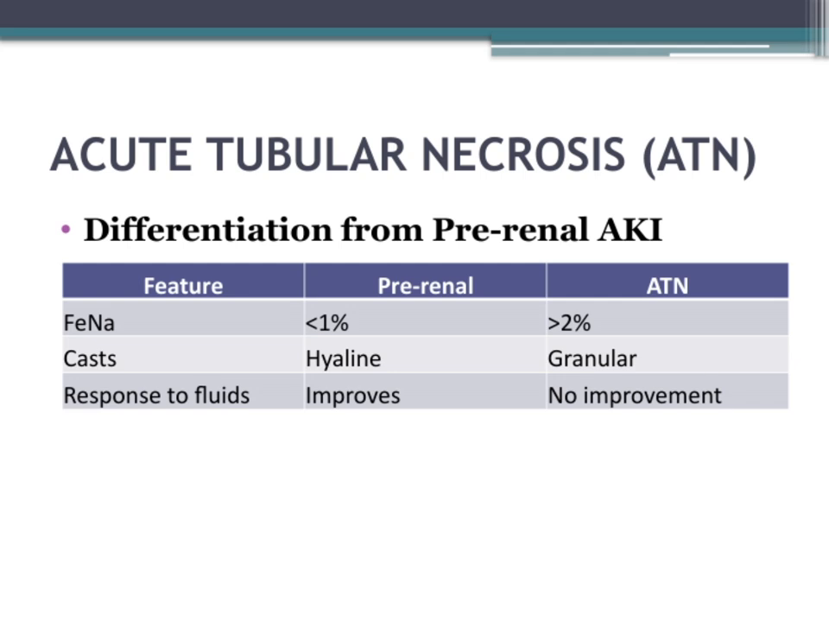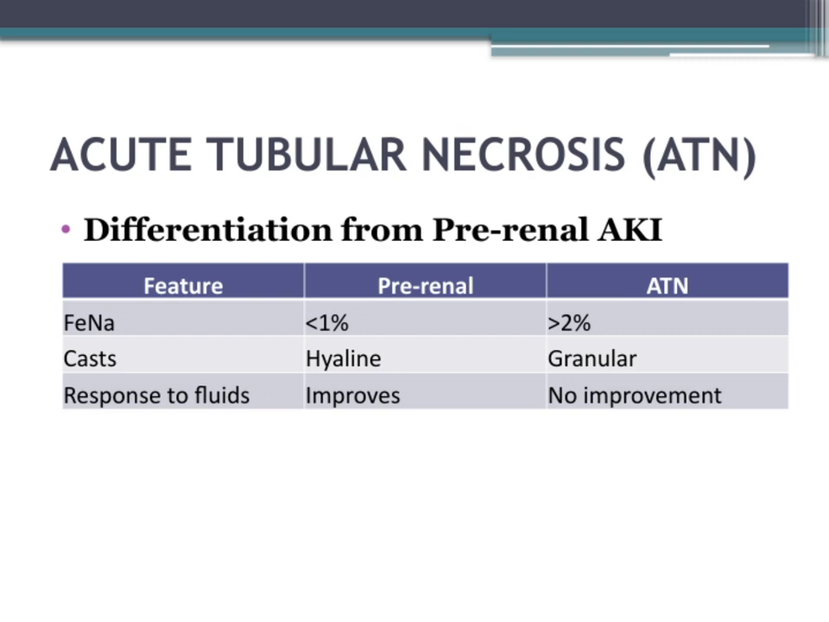First, the FeNa, or fractional excretion of sodium. In prerenal conditions, FeNa is typically less than 1%, indicating the kidneys are conserving sodium due to decreased perfusion. In contrast, with ATN, FeNa exceeds 2% because the tubular damage impairs sodium reabsorption.